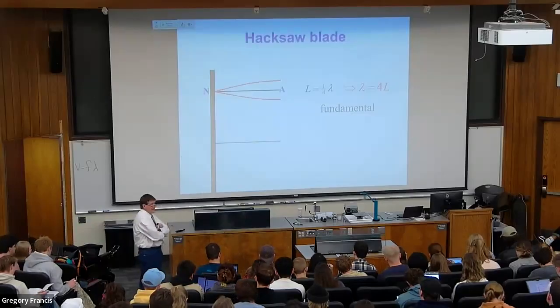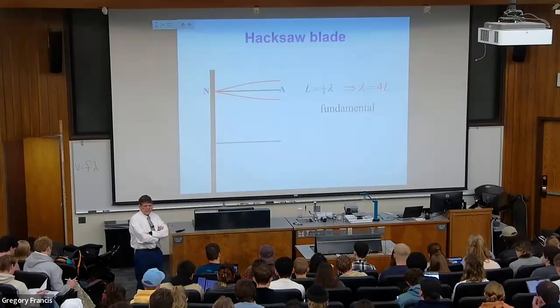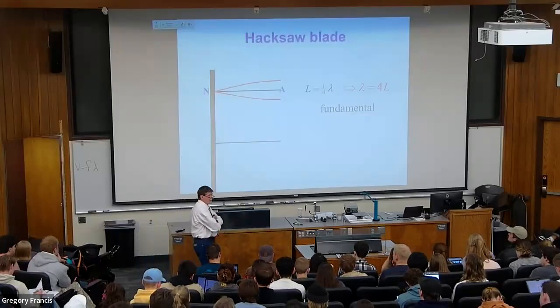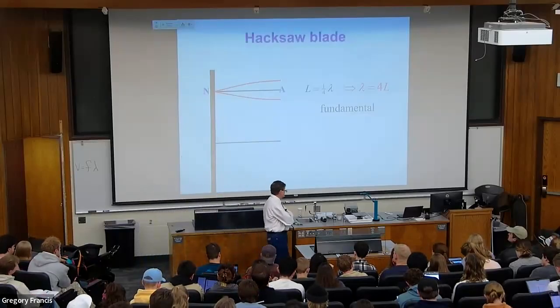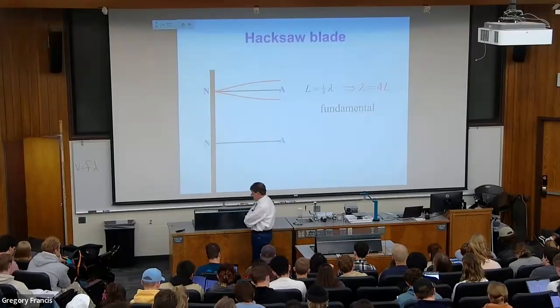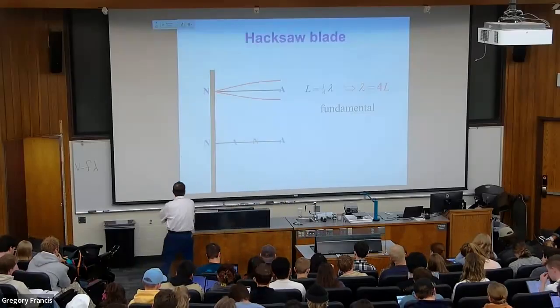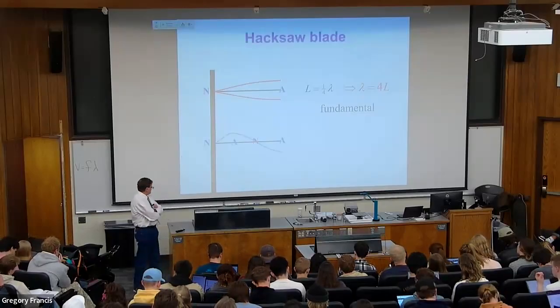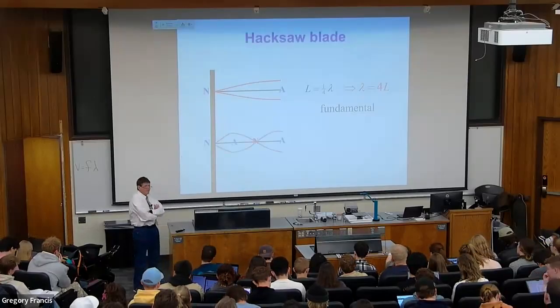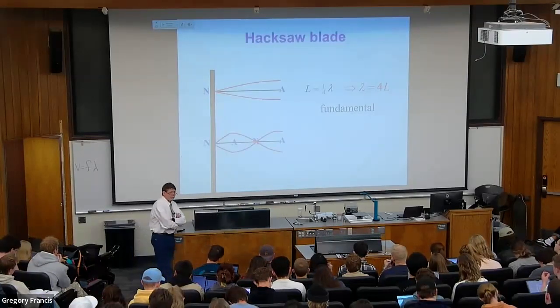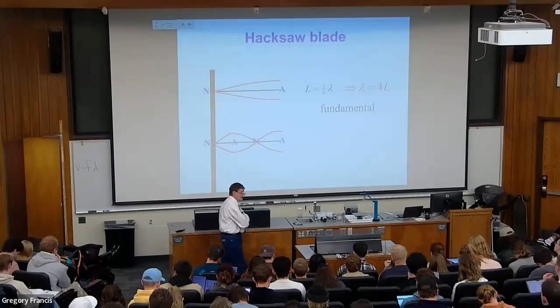When I go to the next allowed resonance, I've got to add a whole football every time I go to the next resonance, okay? I still have an antinode at the end, but now I've got to have both an antinode and a node added in there. And so I'm going from half a football to 3 half footballs. Everyone see that? I've got a football and a half, 3 half footballs.